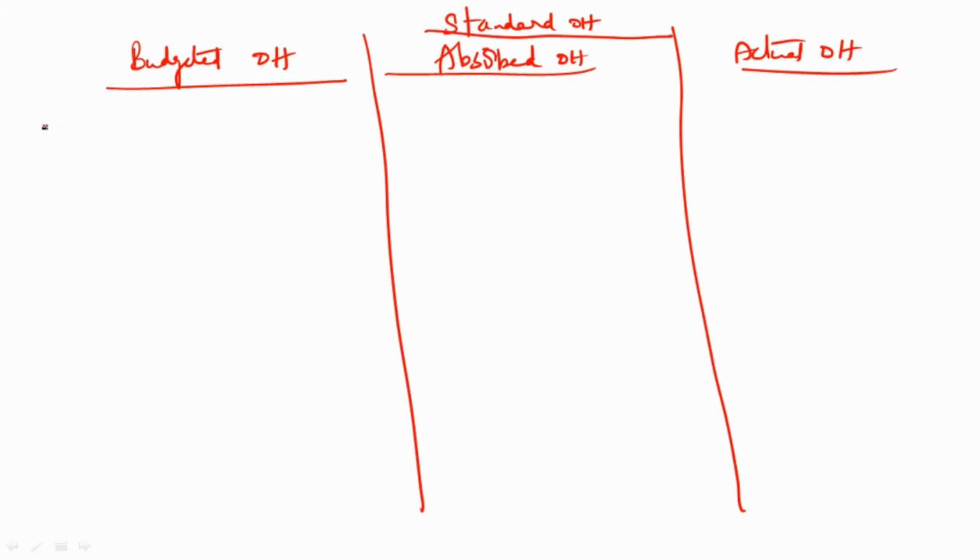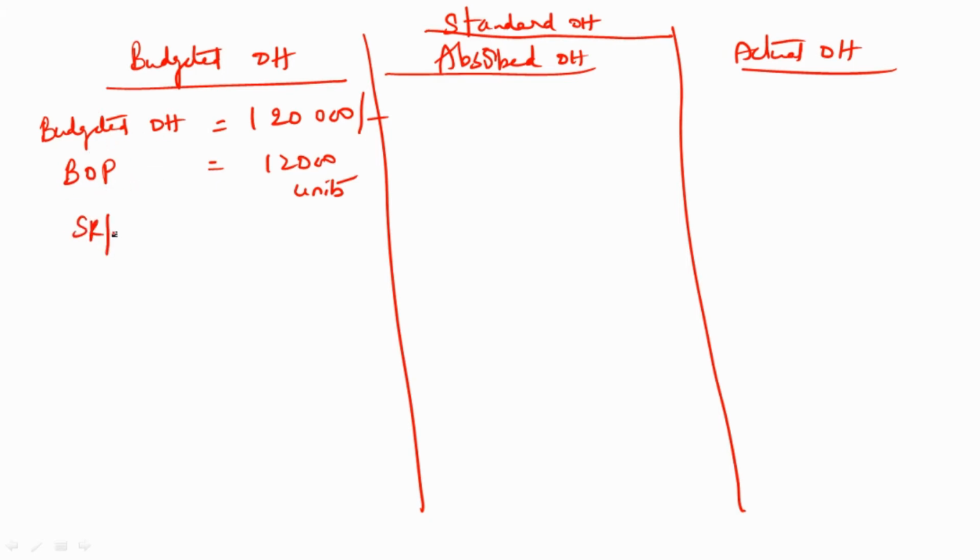So first, what will happen, you will expect your overheads. Let's say your budgeted overheads for this whole year is 1,20,000 rupees, right? And similarly, you have budgeted your output also, which is 12,000 units. Now if you divide your budgeted overheads by budgeted output, you'll get the standard rate per unit, which is 10 per unit in this example.